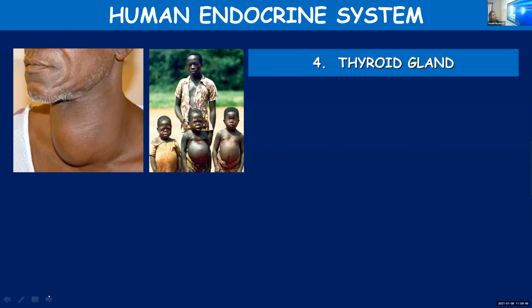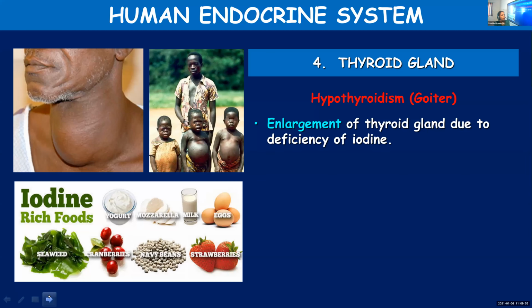Hypothyroidism. Now let's see some diseased conditions or some disorders caused by the deficiency or excess amount of thyroid hormones. We'll start with the first one, hypothyroidism. Hyper means high. Hypo means low. Hypotension, hypertension. High blood pressure is hypertension. Hypotension is low blood pressure. So similarly, hypothyroidism means low level of hormone.